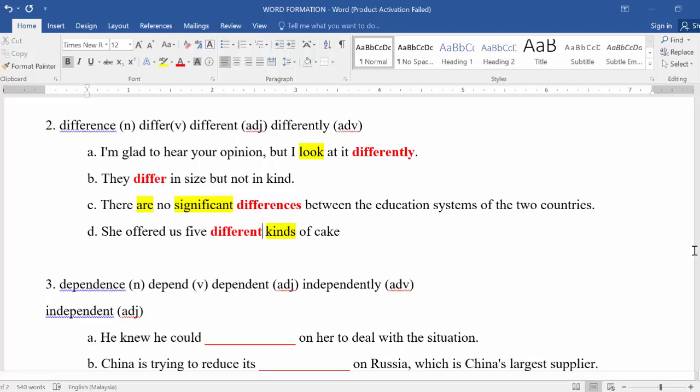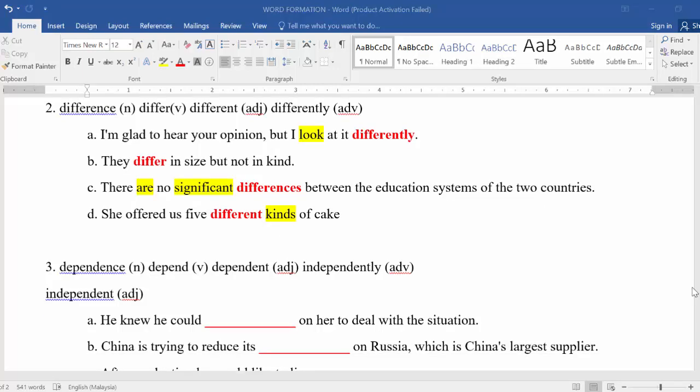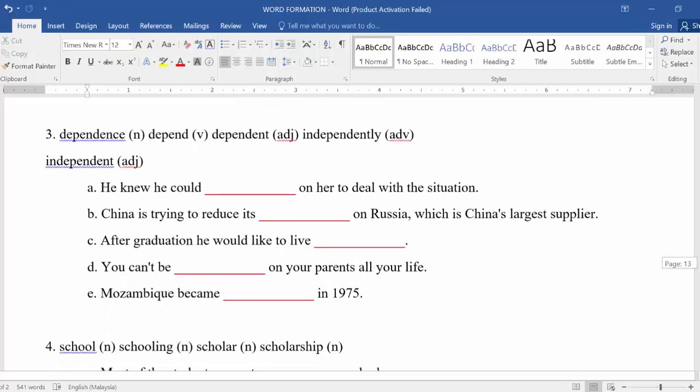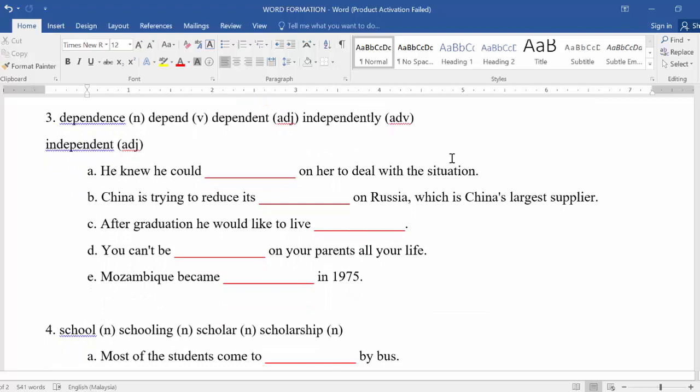Okay, now please look at the third question. Dependence, depend, dependent, independently, and independent. We have 1, 2, 3, 5 words here. Okay, look at the first one, dependence. Dependence here is a noun. Dependence means the state of relying on or being controlled by someone. For example, she has developed deep dependence on him. It means that she needs him very much, needs him a lot in her life. Okay, that is the meaning of dependence.